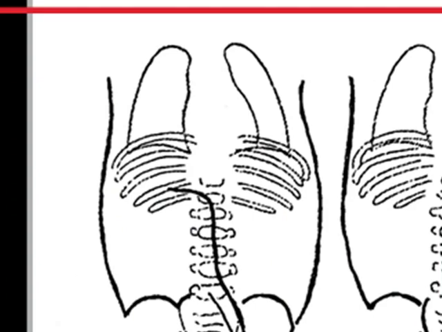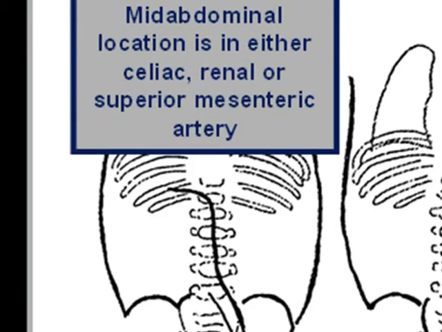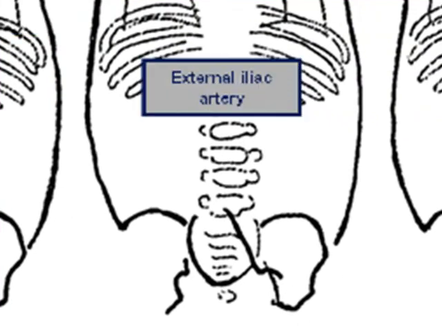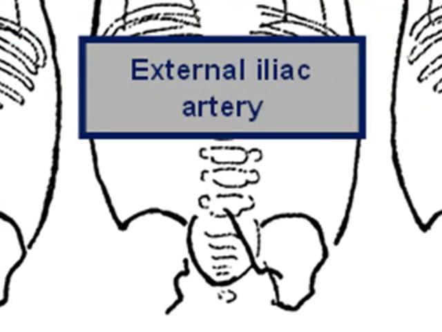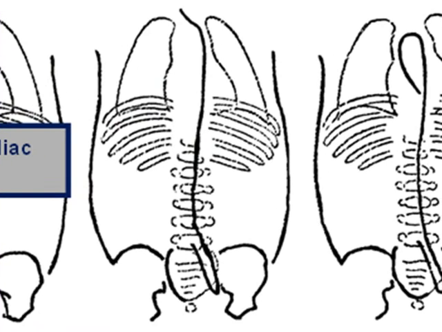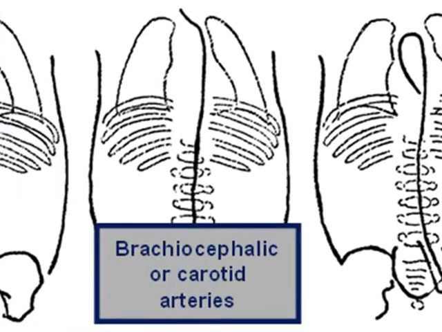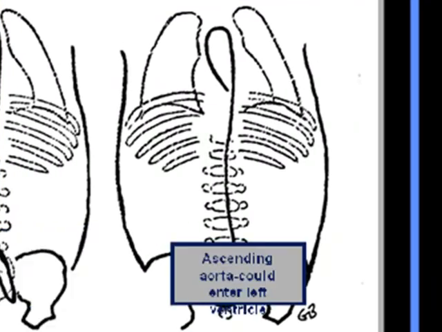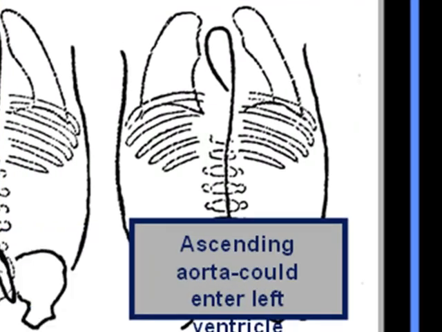These four diagrams on the bottom show positions of umbilical artery catheters that are not in correct position. This umbilical arterial catheter is in the celiac, renal, or superior mesenteric artery. This catheter is in the external iliac artery. This catheter tip is in the brachiocephalic or carotid arteries. And this catheter tip is in the ascending aorta. It could enter the left ventricle.